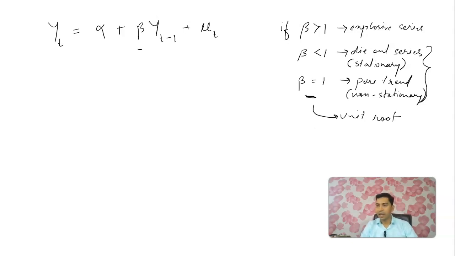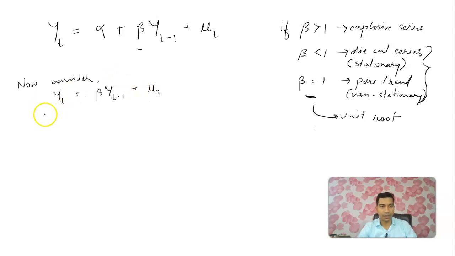At the moment, let's consider a simple equation without drift: y_t = beta y_(t-1) + mu_t. This is without drift, without intercept. I have considered this simple equation just to derive the contribution of Dickey-Fuller, and then of the Augmented Dickey-Fuller.